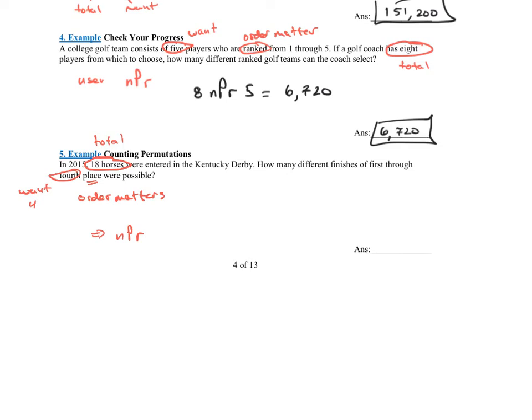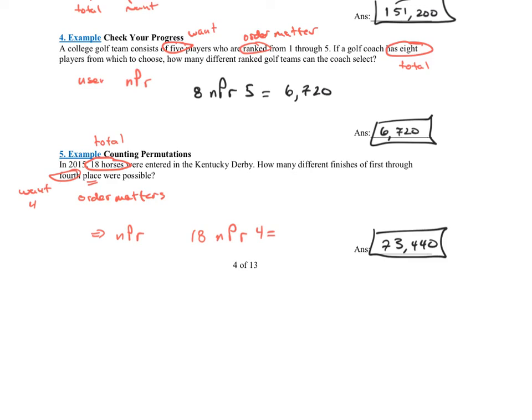It's always the total number first, the bigger number first, which is 18. I hit that NPR button in my calculator, then I put a 4. Please do so now in your own calculator. 18, hit that PRB button, hit enter, then hit the number 4. I'm getting a total of 73,440 distinct different ways of finishing first through fourth place.